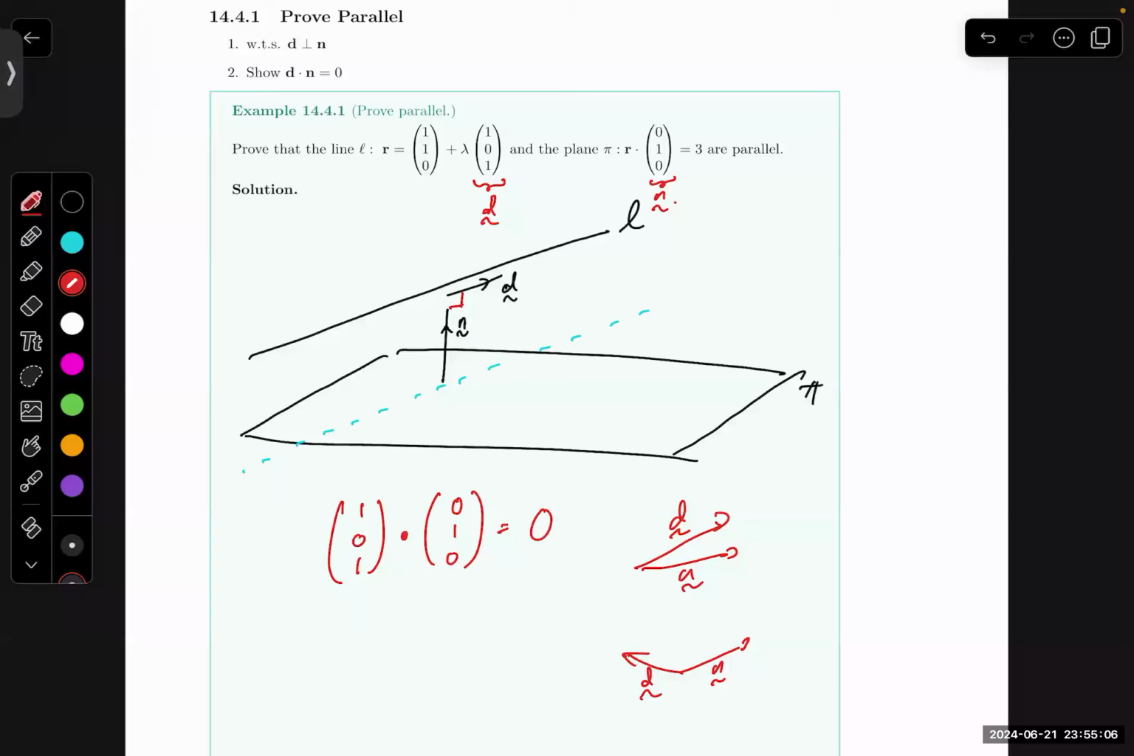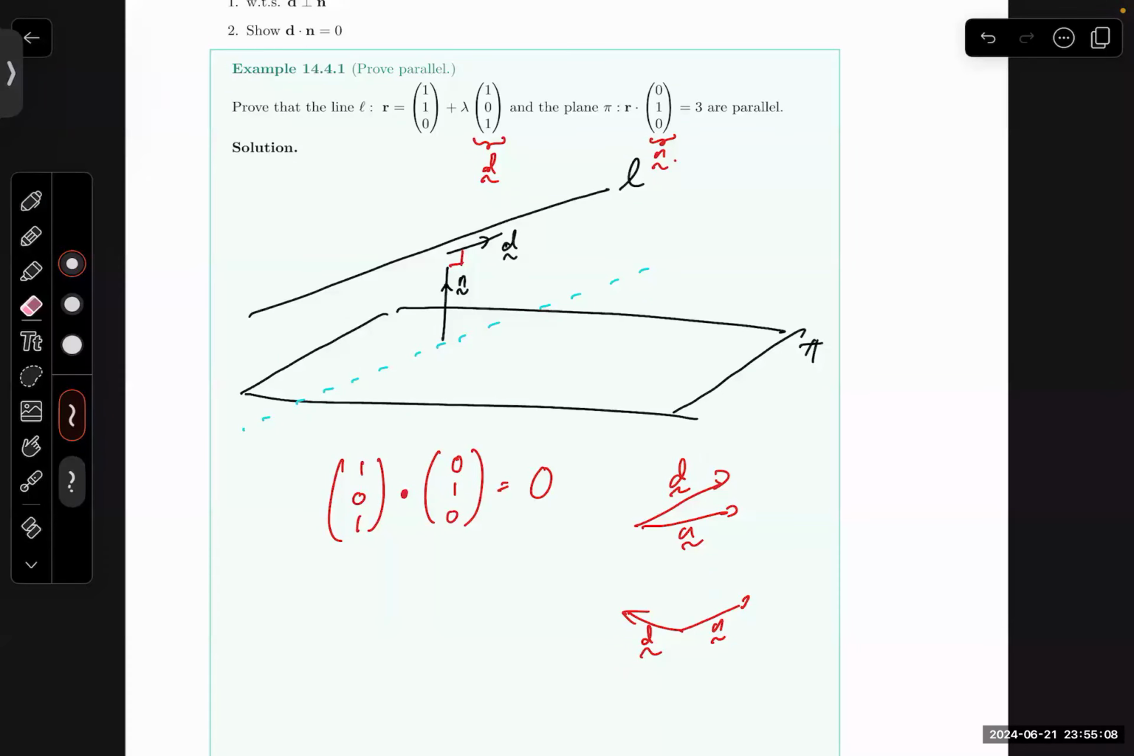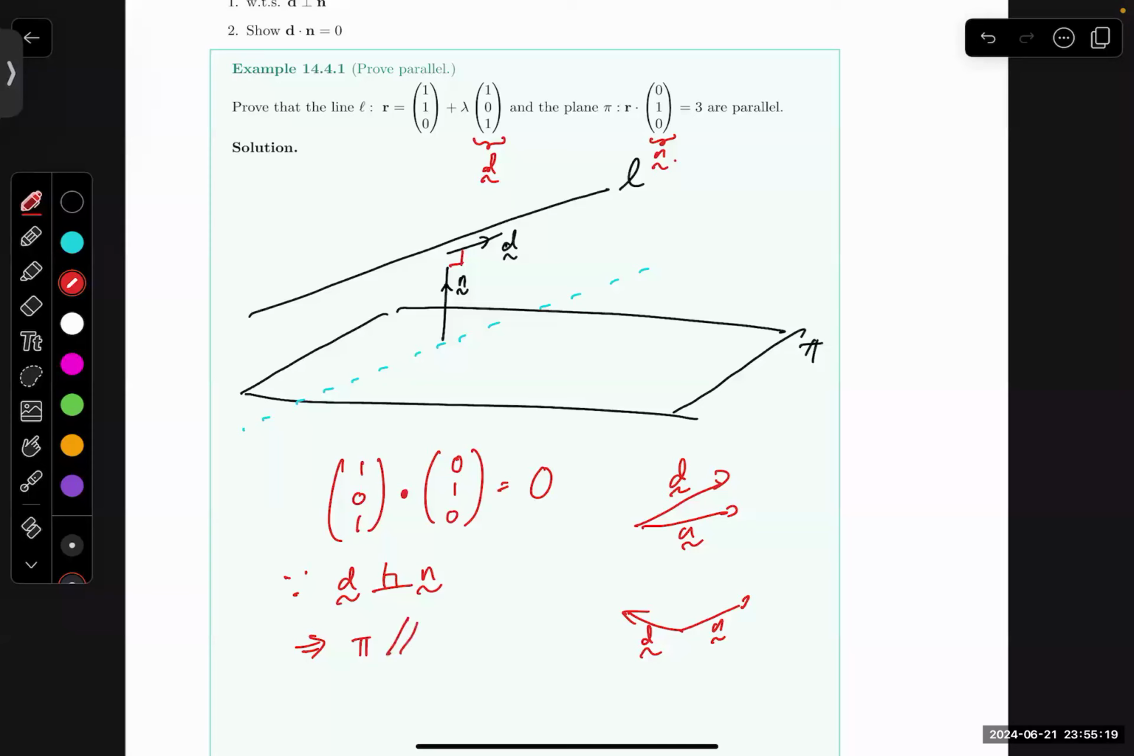Okay, so because it's 0, therefore vector D is perpendicular to vector N, which means the line L is parallel to plane pi.